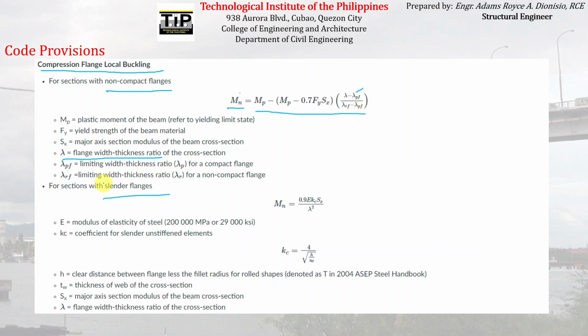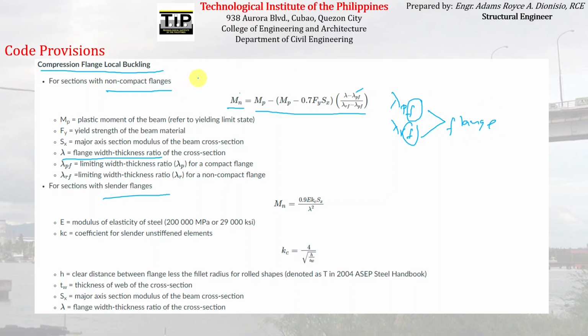Lambda RF is the limiting width-thickness ratio for a non-compact flange. The lambda P, lambda PF, and lambda RF are the same ones we used earlier for checking local stability of the flange. We just added an F to indicate that the limiting values we need are for the flange, since we are talking about the flange here.